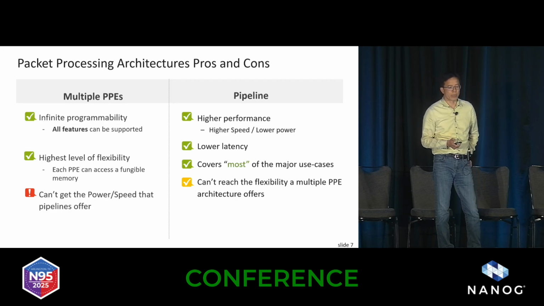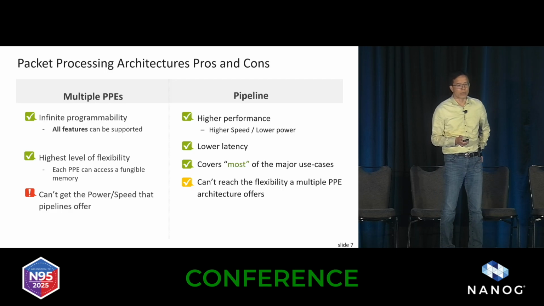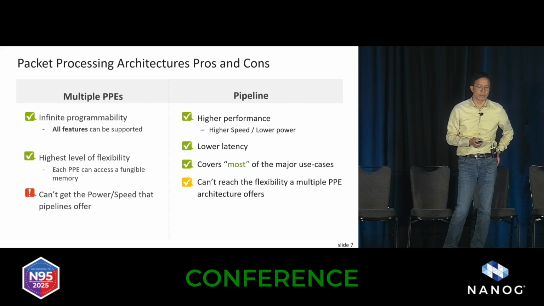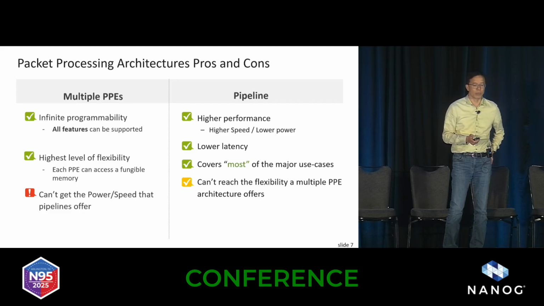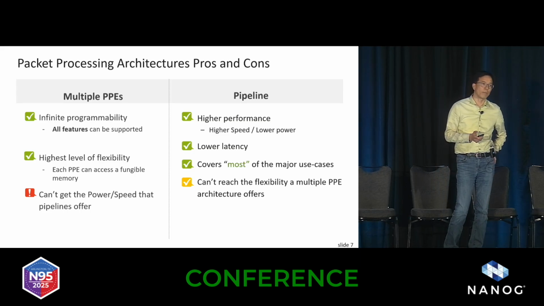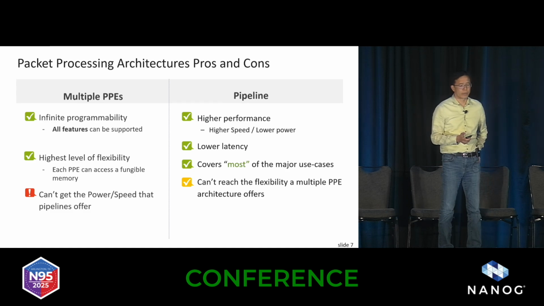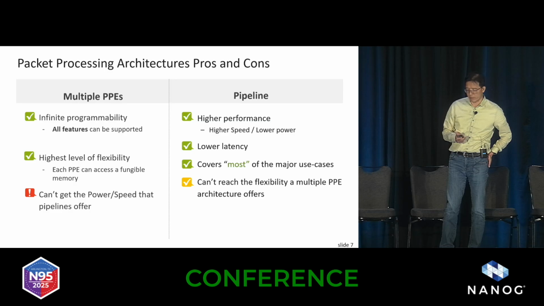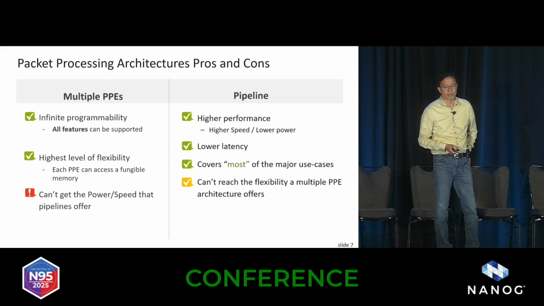On the pipeline architecture, usually it has higher performance, which means higher speed, lower power, and typically lower latency than the multiple PPE architecture. And it covers most of the major use cases. Of course, the drawback is it cannot reach the flexibility that the multiple PPE architecture offers.